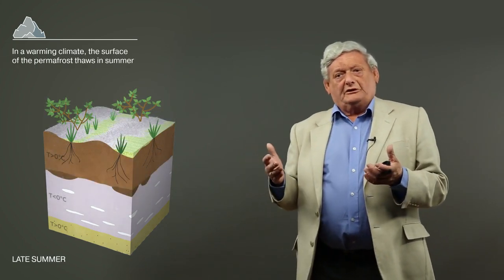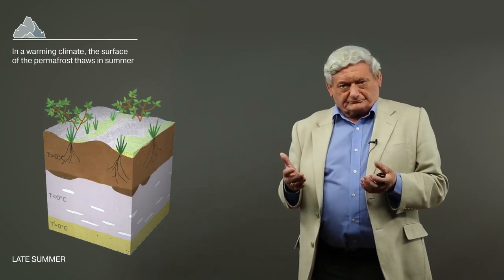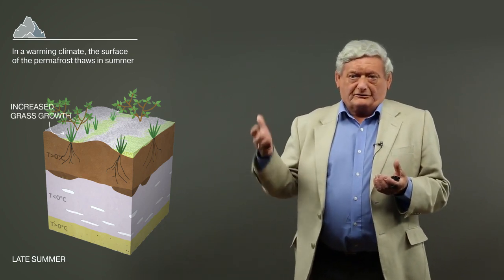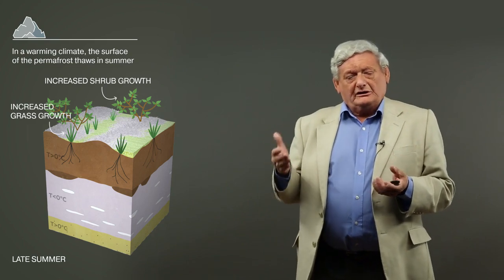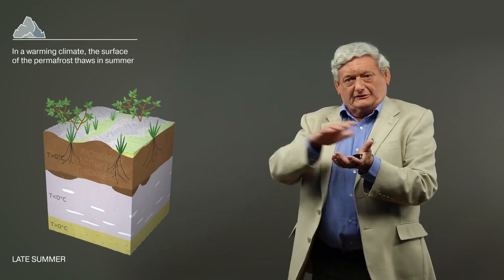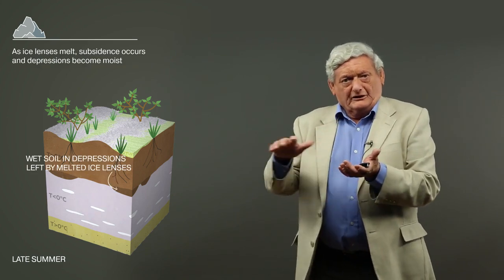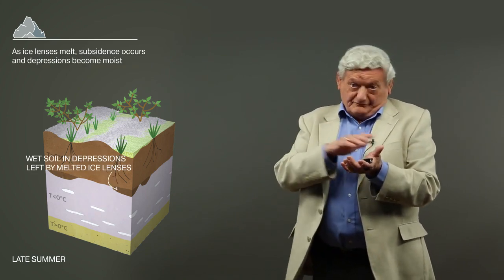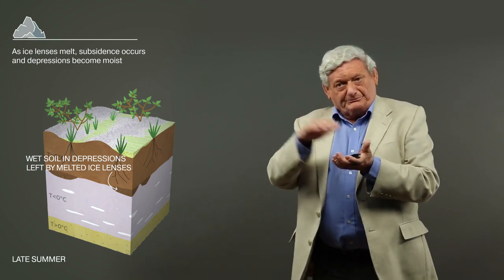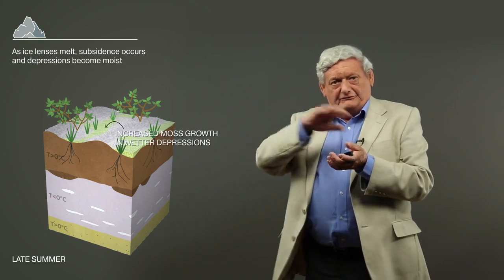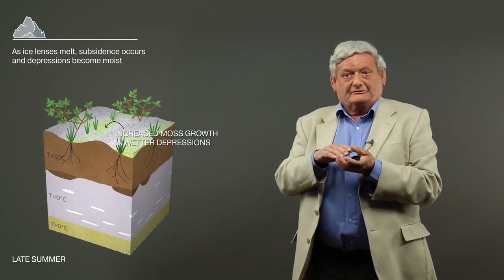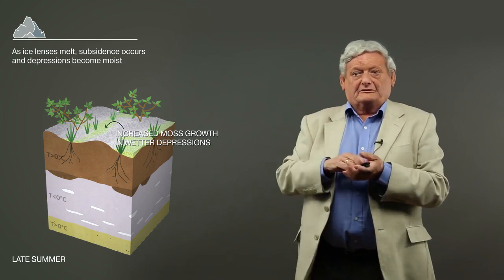If we now look at the situation in a warming climate, then what we see is increased grass growth, increased shrub growth. We see at the surface of the permafrost, where the permafrost meets the active layer, that some of the ice lenses have actually thawed, and there you see wet soil. But that has led to a little bit of subsidence, so you now see the topography of the surface changing a little bit more, with the depressions being slightly bigger depressions and the hummocks being slightly higher hummocks.